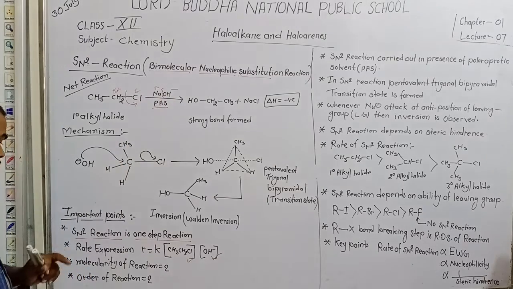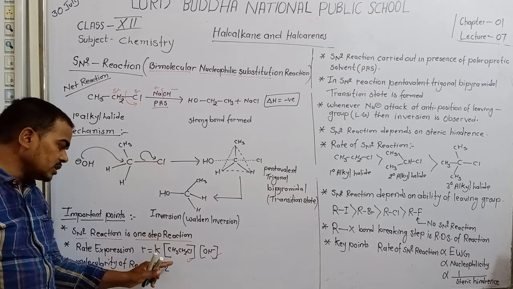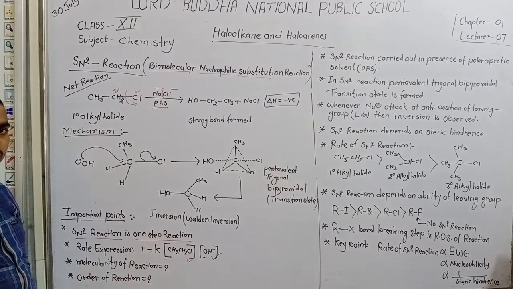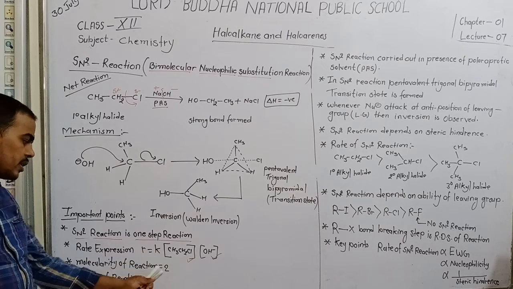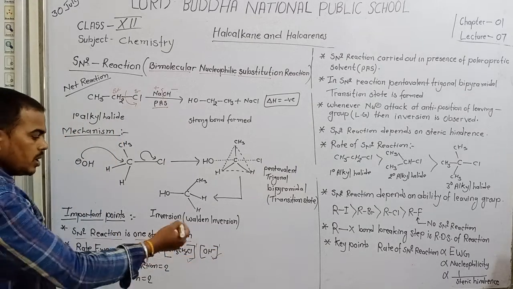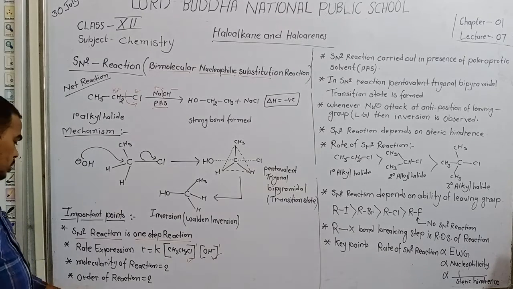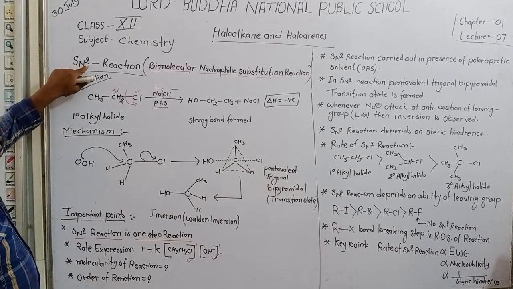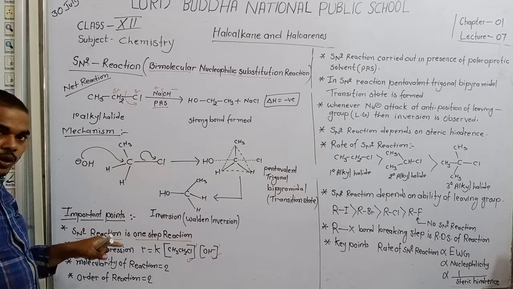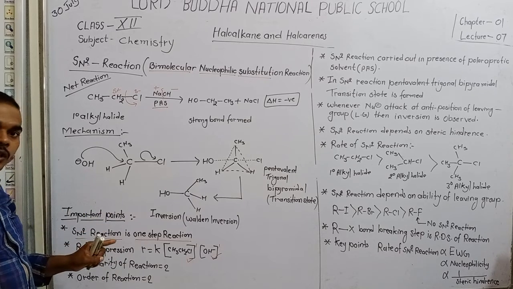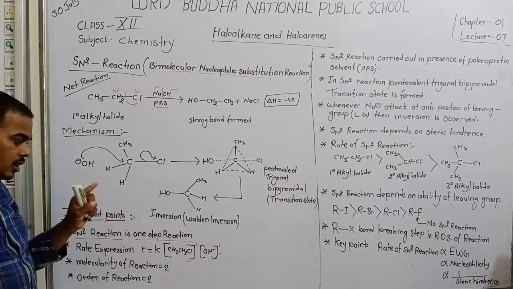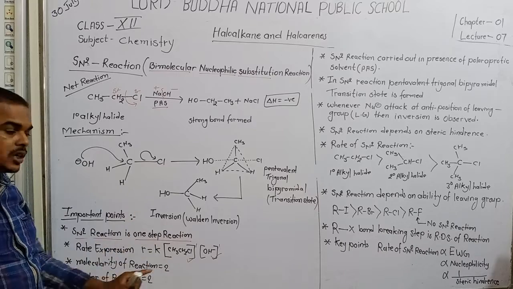Since the rate of reaction depends upon the concentration of both, the order of reaction is 2 and the molecularity of reaction is also 2, because the concentration power is 1 and 1. Due to this second order, we say it is a bimolecular reaction, because the rate depends upon the concentration of the reactant and of the attacking agent, that is the nucleophile.